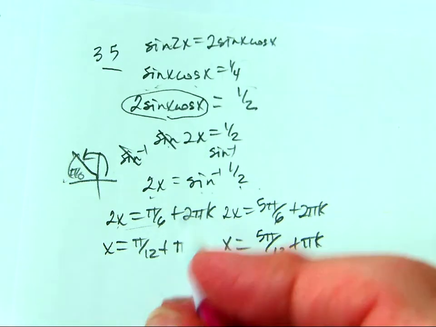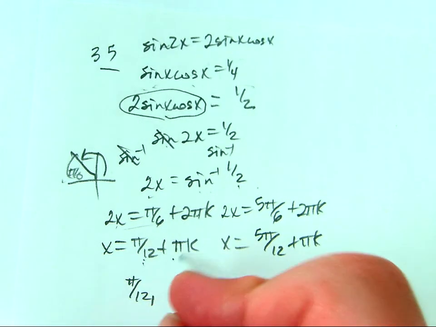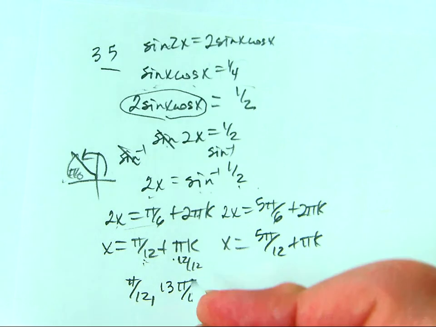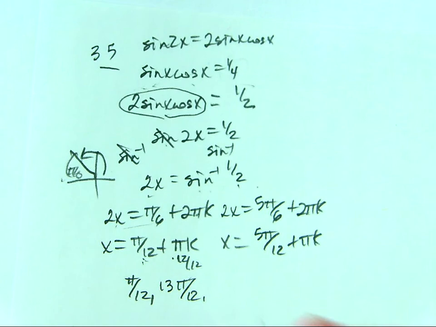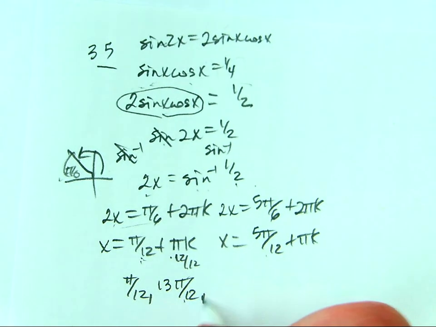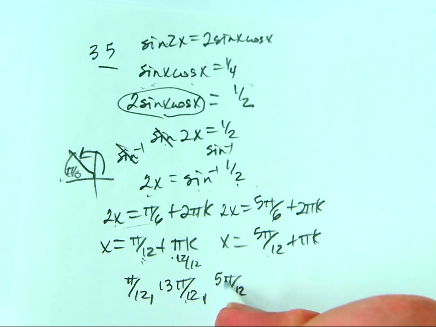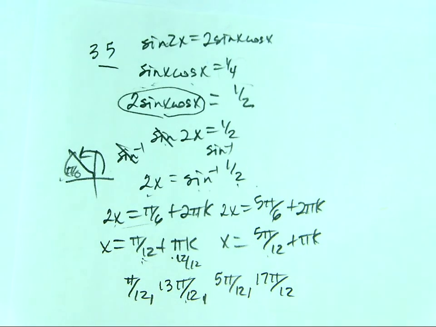Now, if we want to find what fits, well, pi over 12 fits. If we add pi, that's like 12/12. 1/12 plus 12/12 is 13/12, that fits. If I add 12/12 again, that's 25. Well, 2 pi is 24/12, so that would be too big. Go to 5/12, well, that fits. If I add 12/12, 17/12, that's still good. If I add again 29/12, well, that's too big because 24/12 is the biggest. So those are our 4 answers.